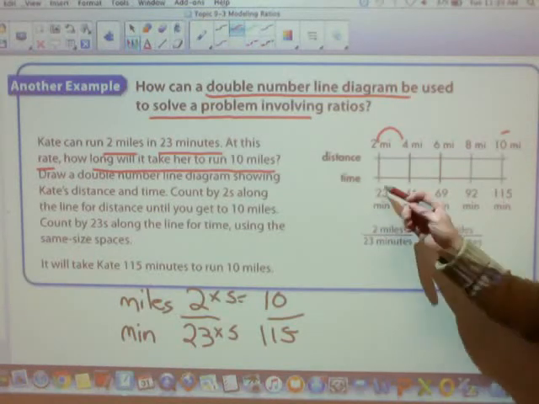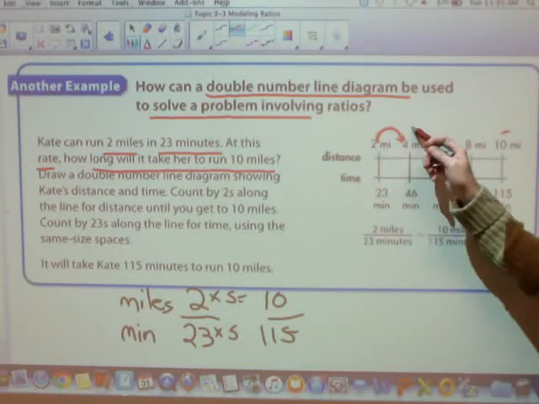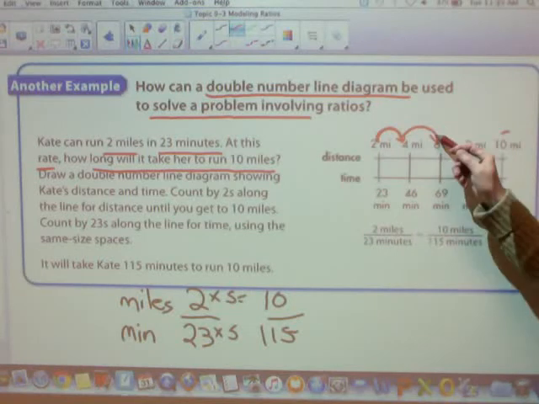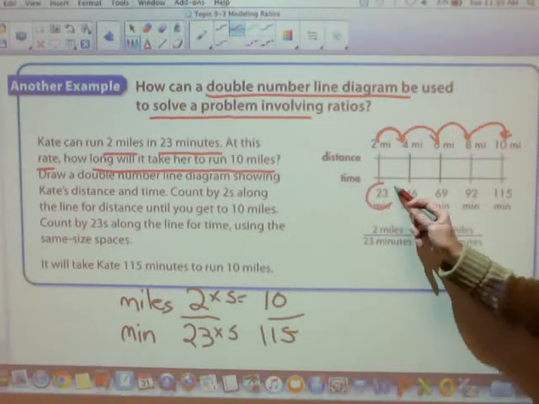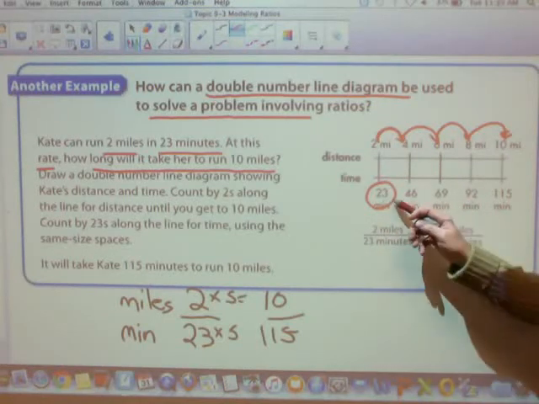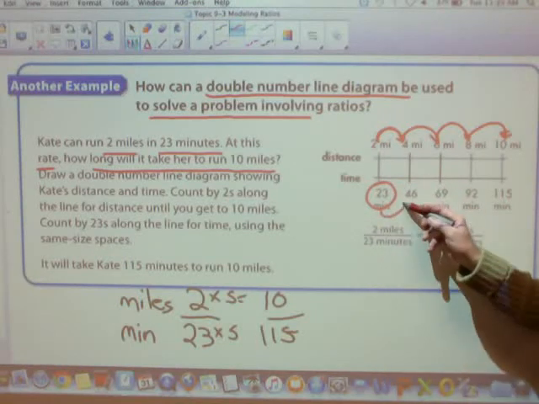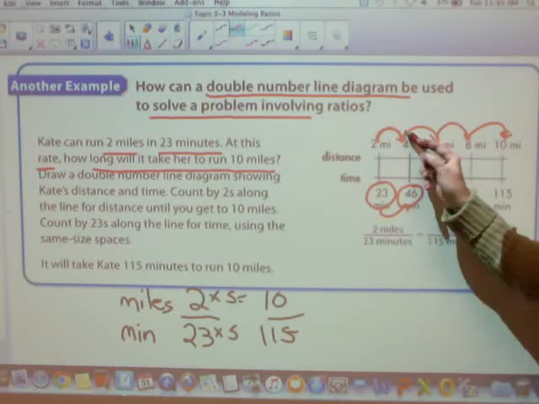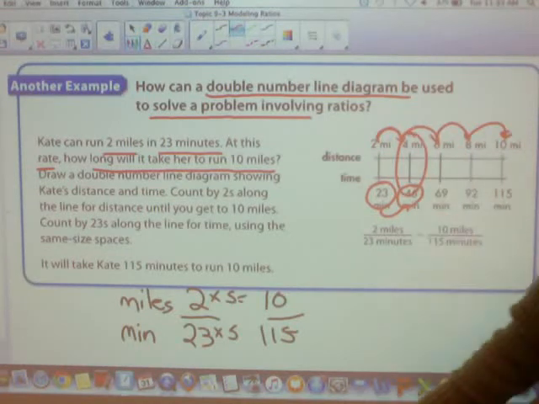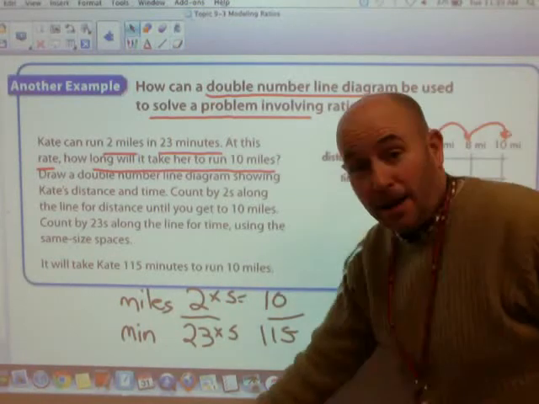Okay, so you're simply going to do 2 plus 2 is 4. 4 plus 2 is 6. 6 plus 2 is 8. 8 plus 2 is 10. All right? So using that same pattern of just adding, 23 plus 23 is 46. So there's an equivalent ratio. All right? So we can see that we're on track with our pattern.